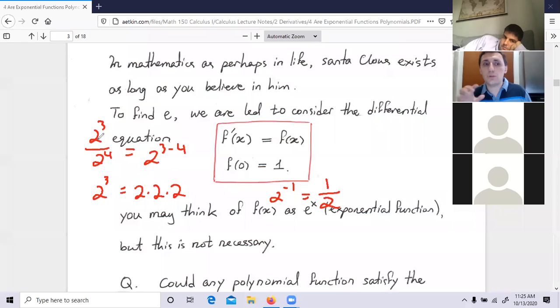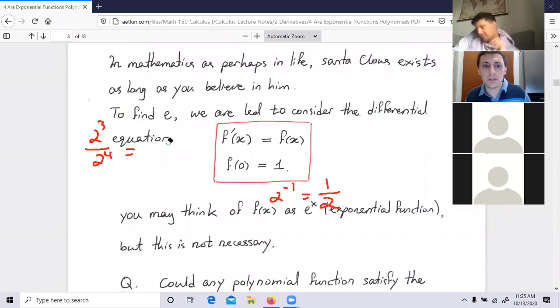I skipped one thing. Remember, if you have 2 to the power of 3 times 2 to the power of 4, you end up observing that you multiply 2 by itself 7 times, or 2 to the power of 3 plus 4. Good?